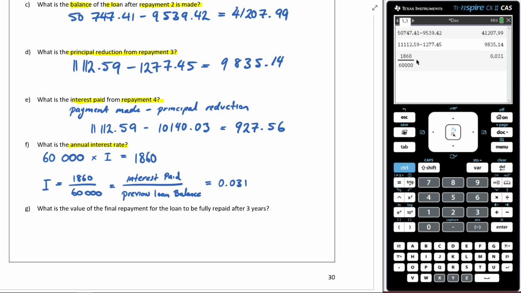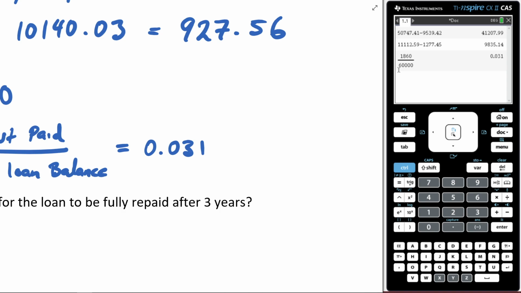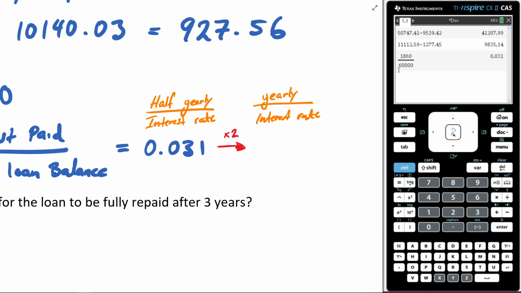All right. Now, we're not done yet because this here represents the half yearly interest rate. We don't want the half yearly interest rate, do we? We want the yearly interest rate. So guess what we're going to have to do? I'm going to have to times it by 2 because there are 2 half years in a year.